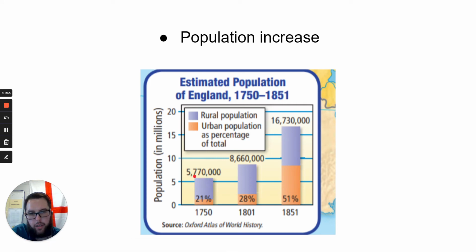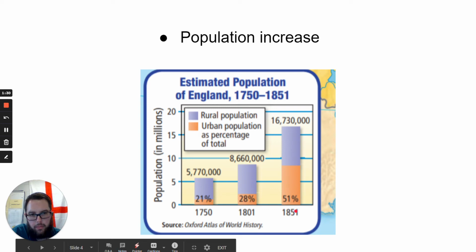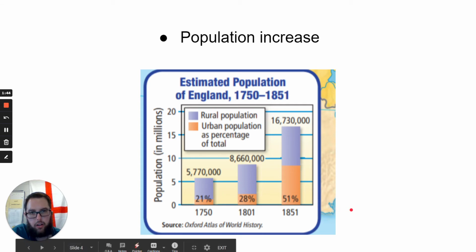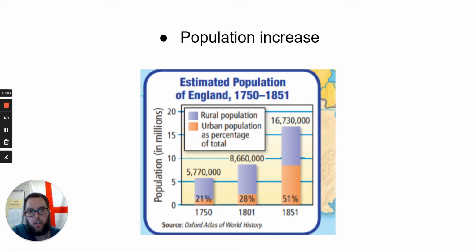But just in general, if you look at our graph, we go from almost 5.8 million people in 1750, at the beginning of the Industrial Revolution, to over 16 million people by 1851. Over 16.7 million people. So the population has grown substantially, and of course that's in large part due to things like the agricultural revolution that England experiences, with crop rotation and things like that.